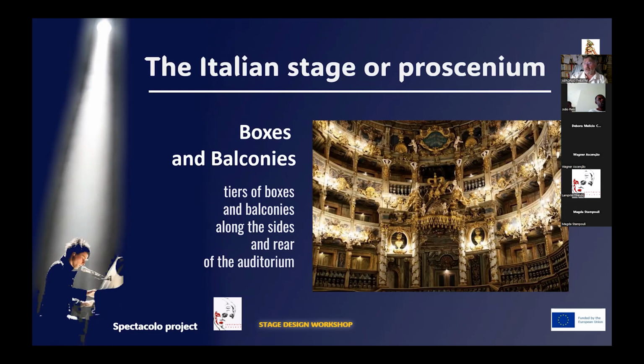The Central European theatres have tiers or boxes and balconies along the side and the rear of the auditorium. These provide additional seating options and are often adorned with decorative elements such as ornate railings and curtains. You can see the paintings and everything.